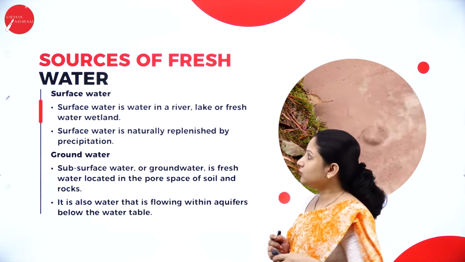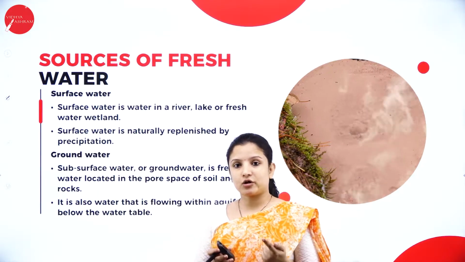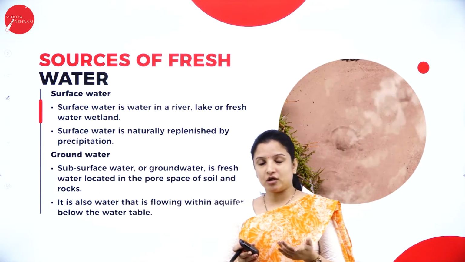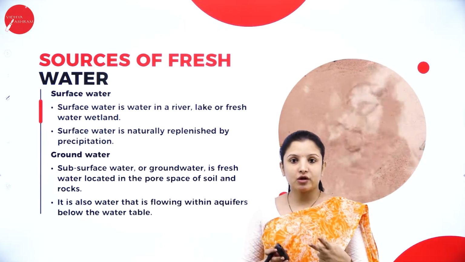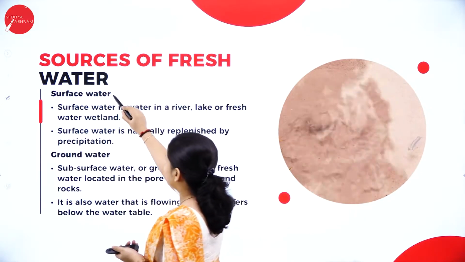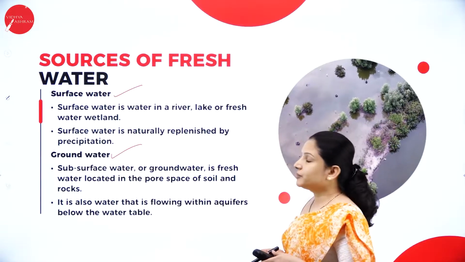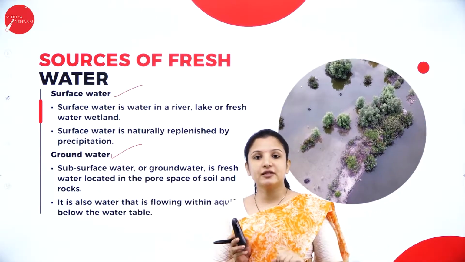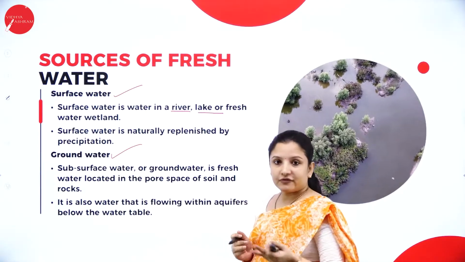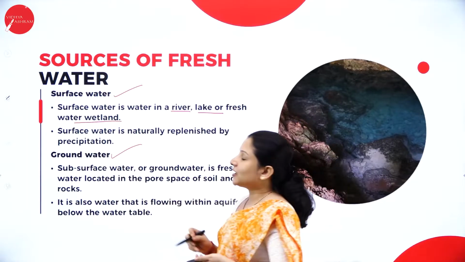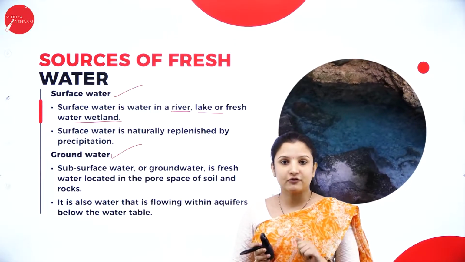So next, let's learn what are the sources of fresh water. I told you 1% of the water is available as fresh water. So from where exactly do we get this fresh water? The fresh water is divided into two types. One is the surface water and the other one is the groundwater. Surface water means the water that is present on the surface of the soil. Say, for example, we have the river, the lake, the freshwater wetland, all these are surface waters, right? It is seen by us, it is present on the surface of the land.